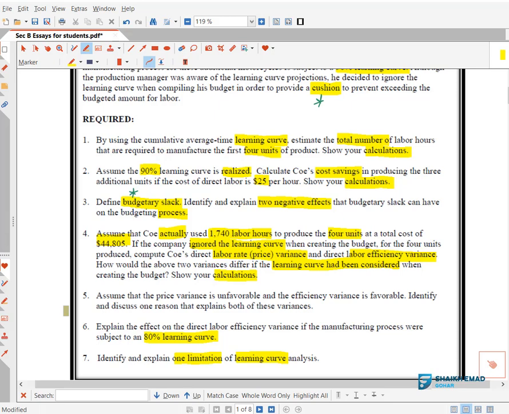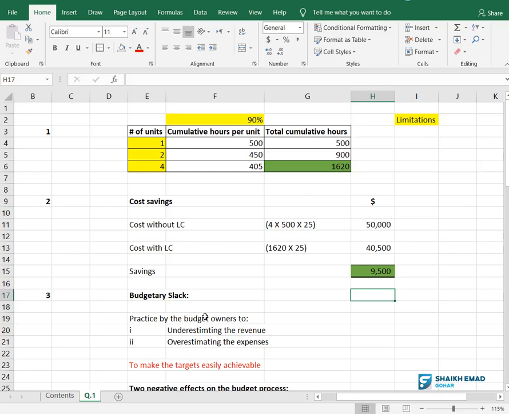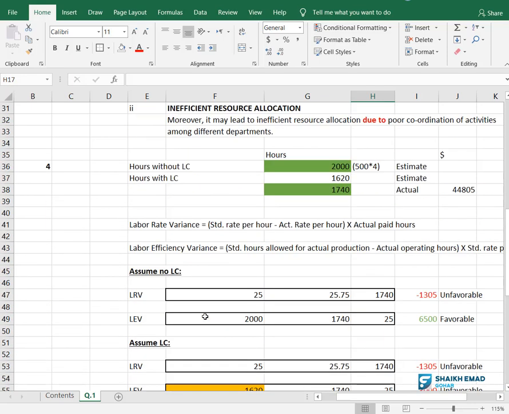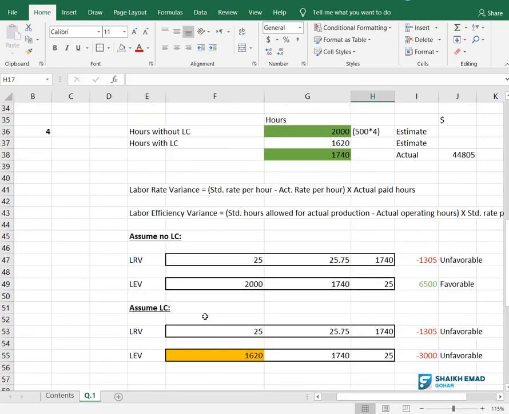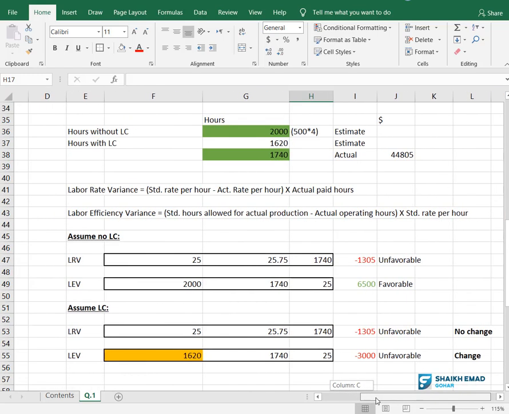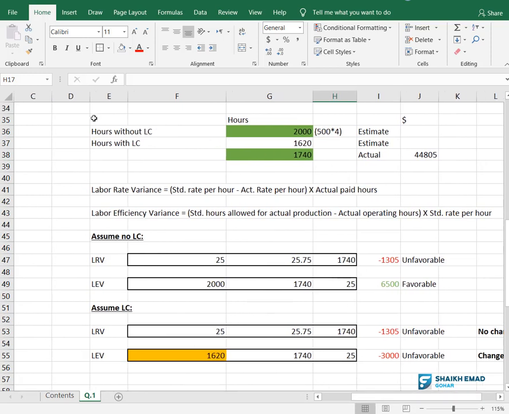Okay, let me tell you in more detail. Okay, see this now. This is the 4th question for you. You will not understand it like this. Let me first of all tell you. By the way, what I have done here for you, I wrote all 3 hours for you. See, hours without learning curve 2000, hours with learning curve 1620, and the actual is 1740. This is just what I discussed with you. I just plotted the figures to use. Right or not, my friends? We know these three figures or not? We know them, right?